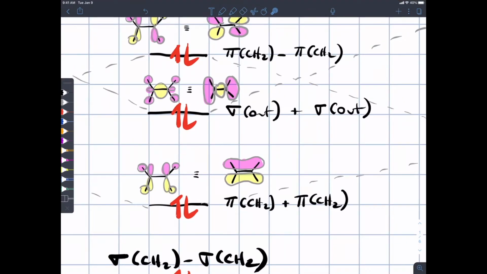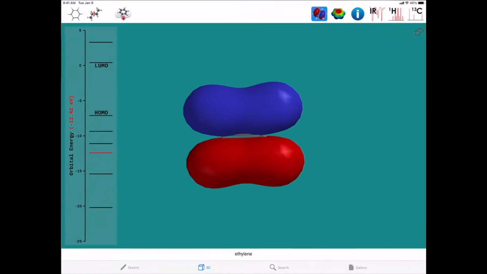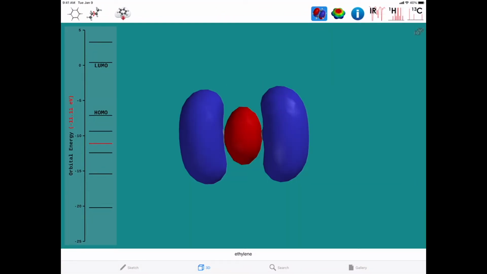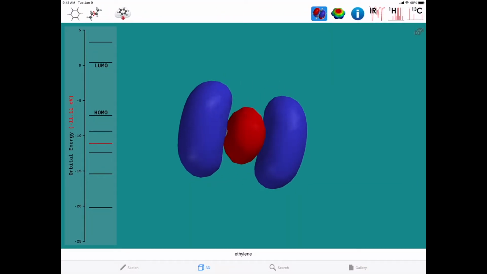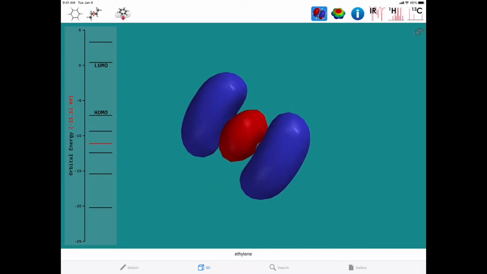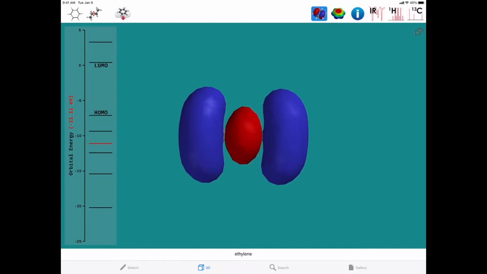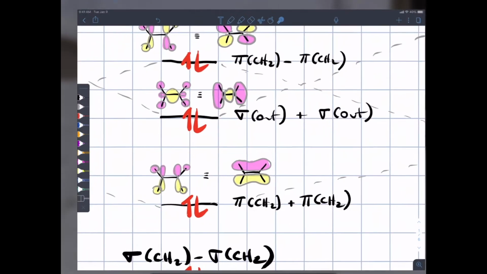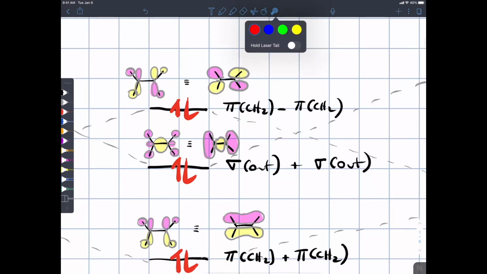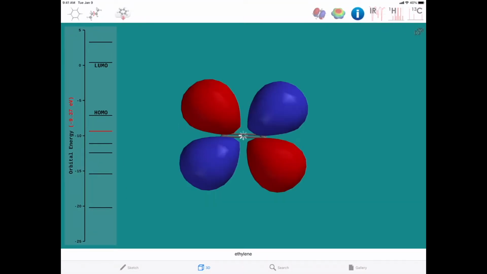Now, next we would predict the sigma out plus sigma out combination, and that is indeed what is next. And what do you know? It looks like a TIE fighter. Okay, sorry. Then we would expect the next one to be the pi minus pi CH2 minus pi CH2 combination. So let's look at that. And indeed, that's what we see.